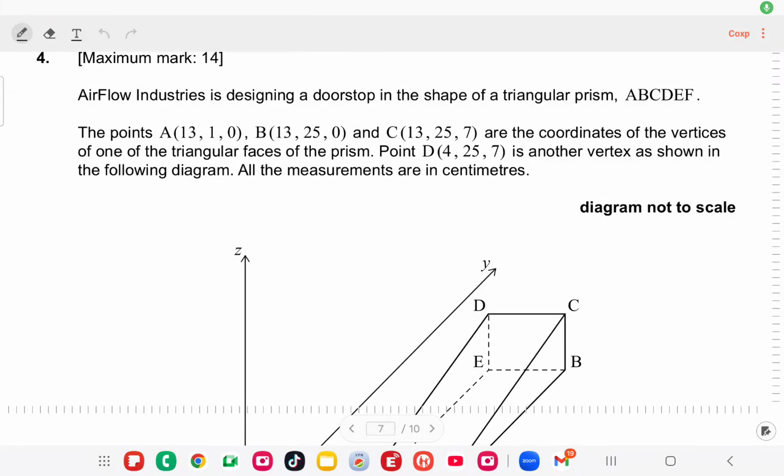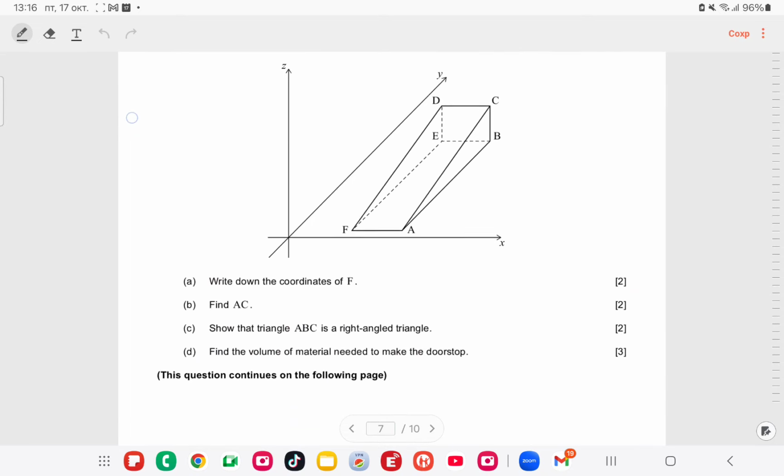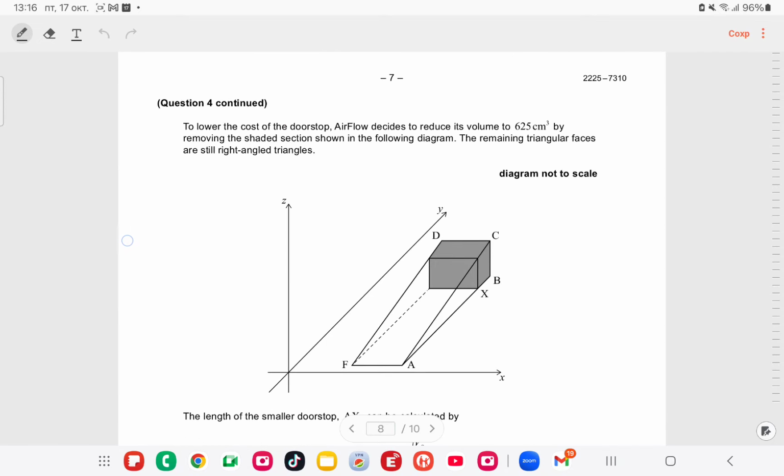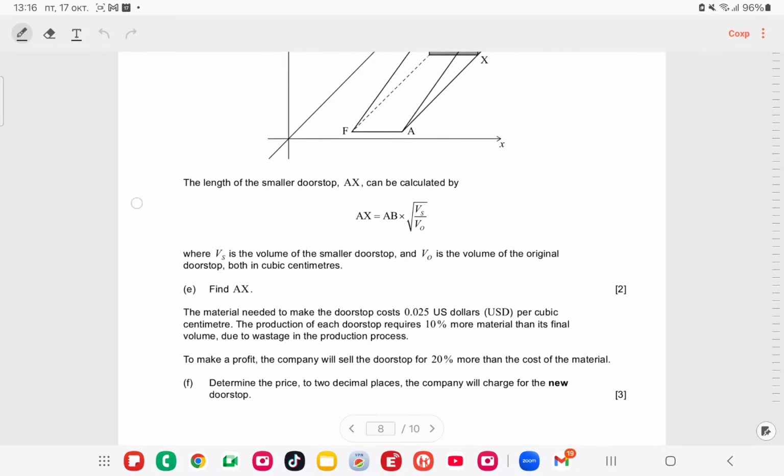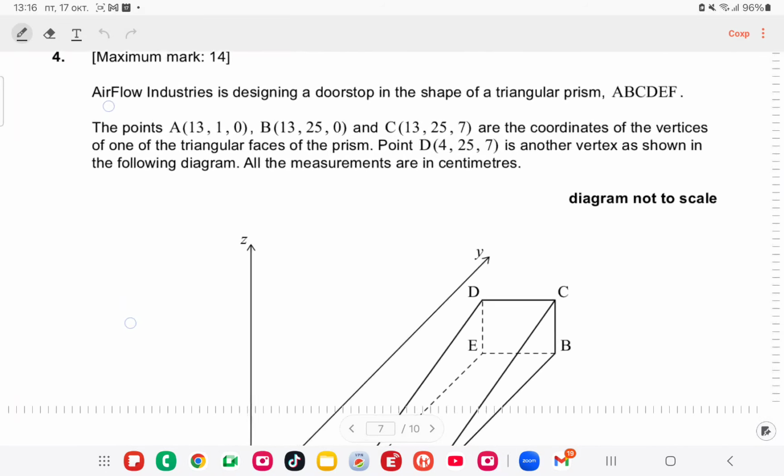In this video, we're going to consider question number 4 of Paper 2, May 2025, AISL, Time Zone 1 paper. So let's make a short overview. It's question number 4. Maximum 14 marks here, and there are parts up to part F. And let's start to read.